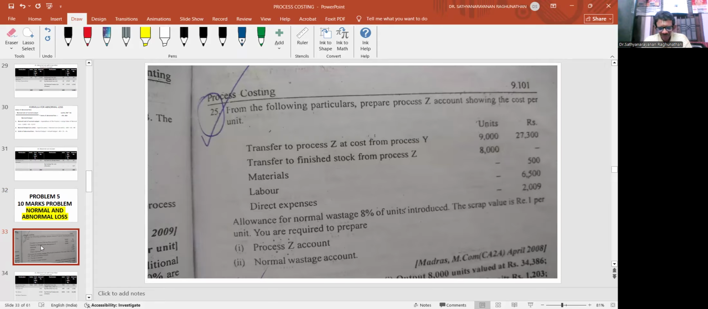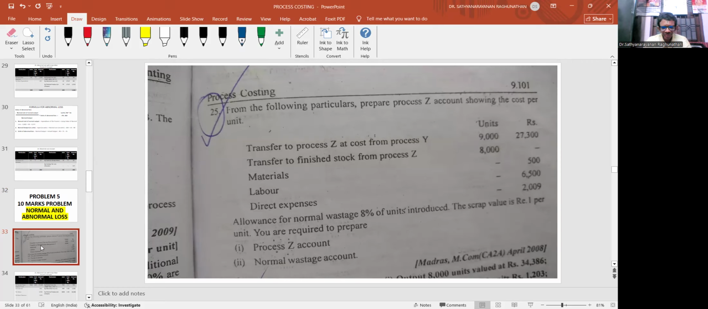This is an M.Com problem actually. You can expect this problem in B.Com also. It depends upon the paper setter. So if you understand this particular problem, to the extent possible, you can solve any kind of problem under process costing. It's very easy to understand.